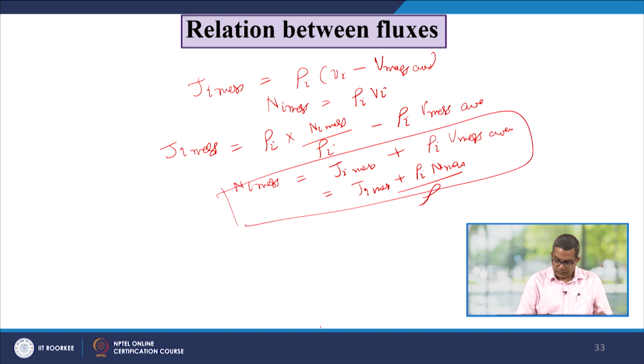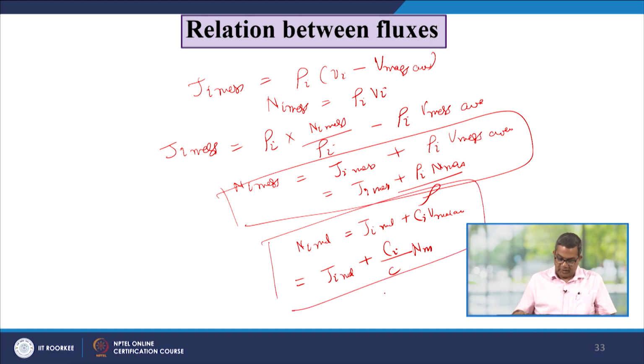Similarly, we can write Ni mole is equal to Ji mole plus Ci V mole average, and this comes out to be J ith component plus Ci over C into N mole. So this is our next one.